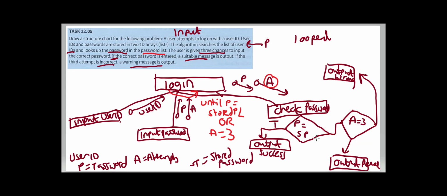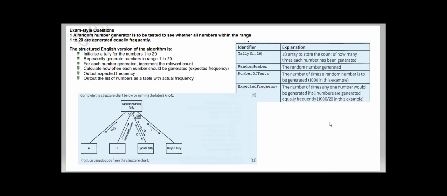Let's do another one. So for this next question, it's actually broken down into two. One, a pseudocode, and one doing a structured chart, filling in the gaps for the labels A, B, C, D, E. Pause the video, give it a go, and I'm going to go through both, but one at a time.